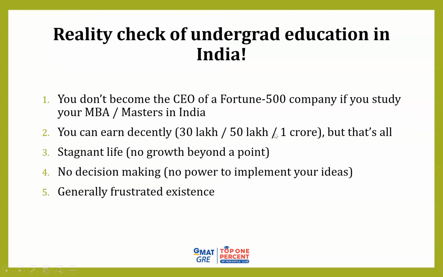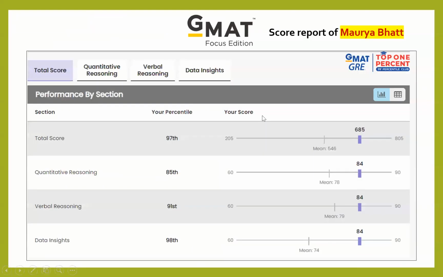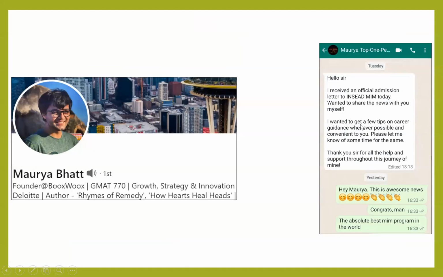So I was talking about this, generally frustrated, you don't get to become this. Now we had a student called Maurya who recently wrote the Focus edition, who also works with me as assistant faculty, and who got a 685 score, which is equal to 760. Maurya ने मुझे पहले GMAT में 770 he had scored with us directly. Now let's see what does he say.